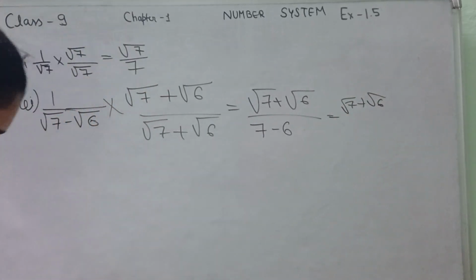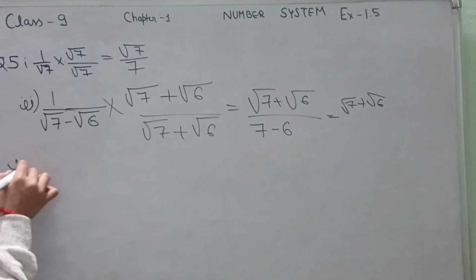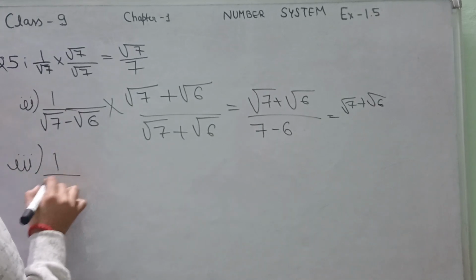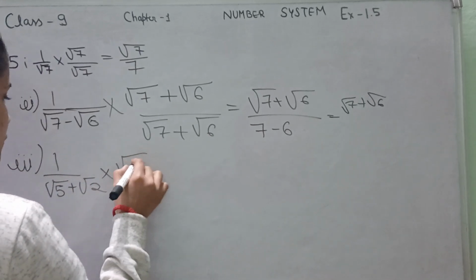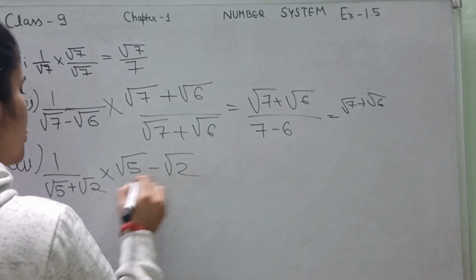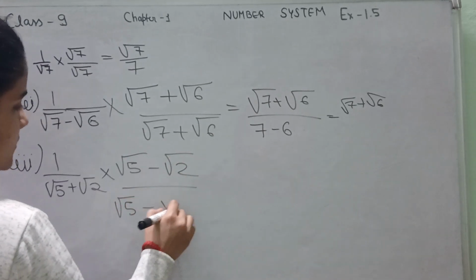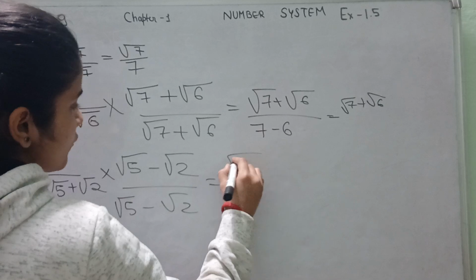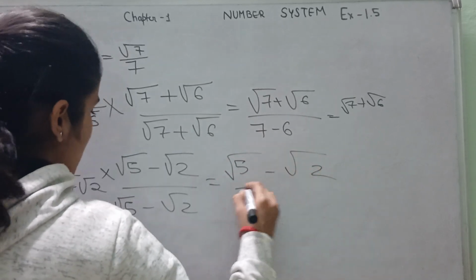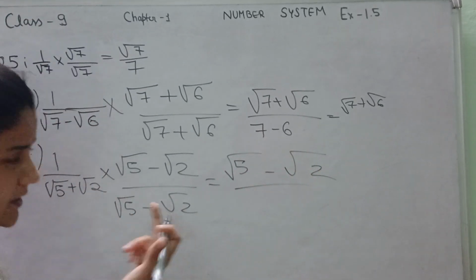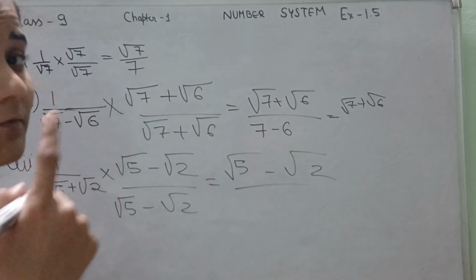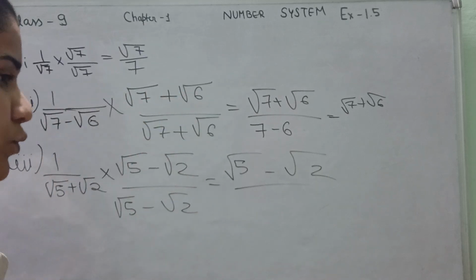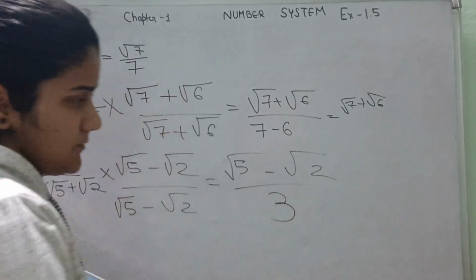Coming on to question number 3, 1/(√5 plus √2). Multiply it with root 5 minus root 2. What it becomes? It becomes root 5 minus root 2 upon (a plus b)(a minus b). It's as simple as that. A square minus b square. I'm writing it directly: a square 5 minus b square 2, which is 3.